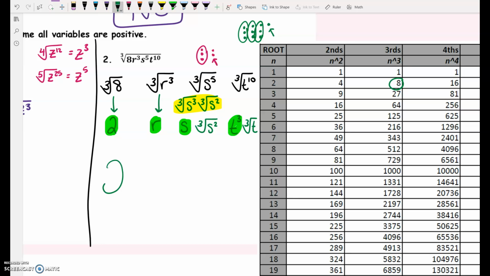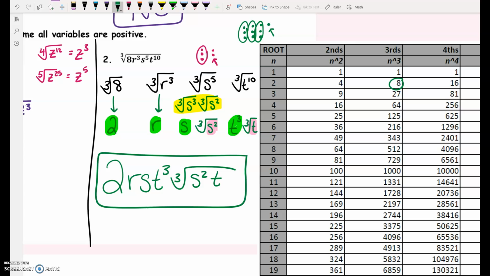So we're going to do 2r s t cubed. Then we'll do 1 third root symbol. My gosh. And then we do all of this stuff that's still stuck under the radical. So we've got s squared and t. That is our final simplified answer.